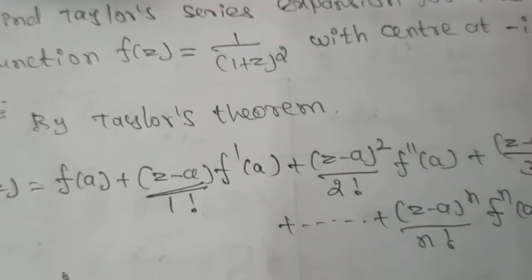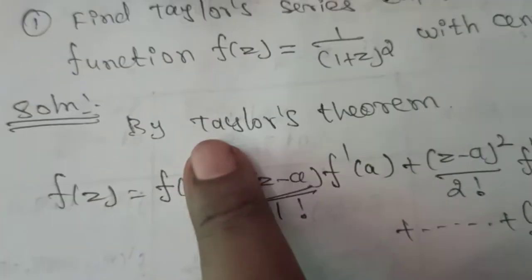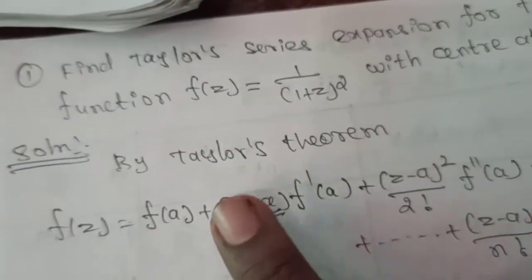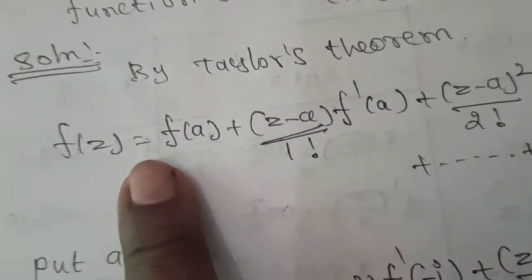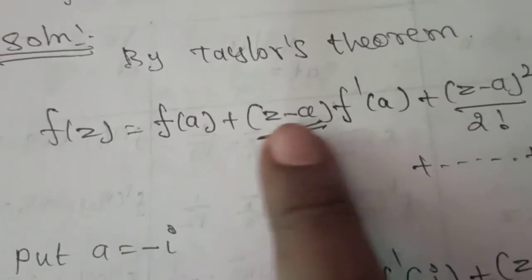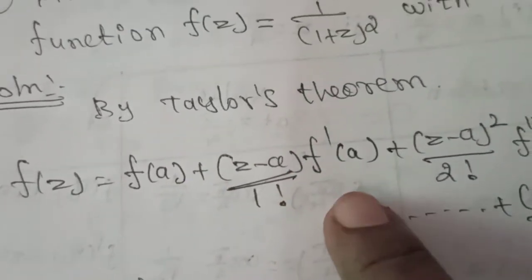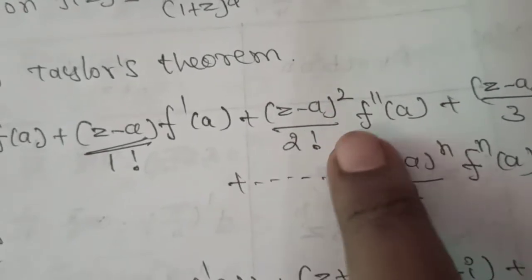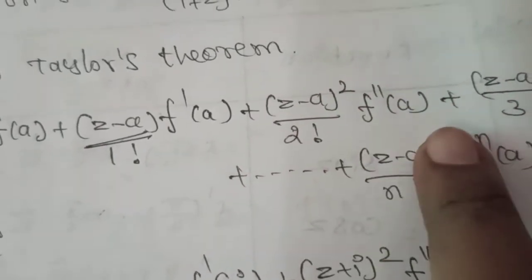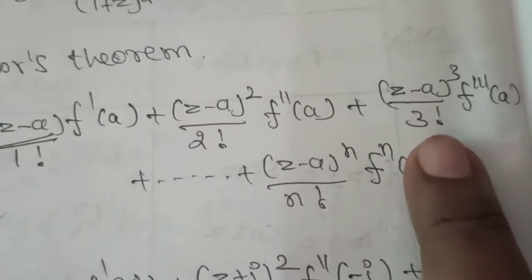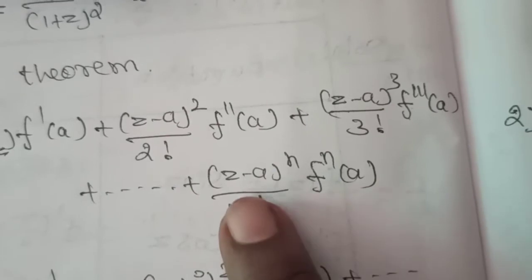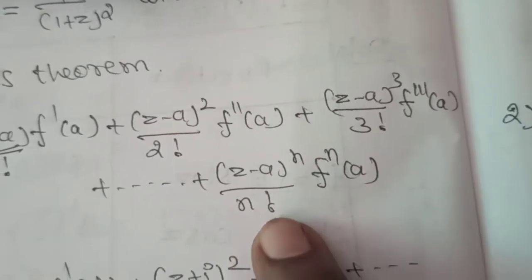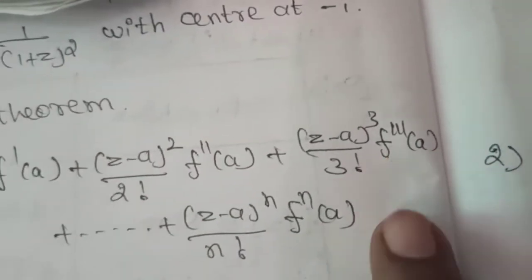Okay, first step, you take the Taylor series formula. All of you know the Taylor series formula. What's the Taylor series formula? f(z) = f(a) + (z - a)/1! f'(a) + (z - a)^2/2! f''(a) + (z - a)^3/3! f'''(a) + etc., up to the nth term (z - a)^n/n! f^(n)(a). Okay, first you take the Taylor series formula.